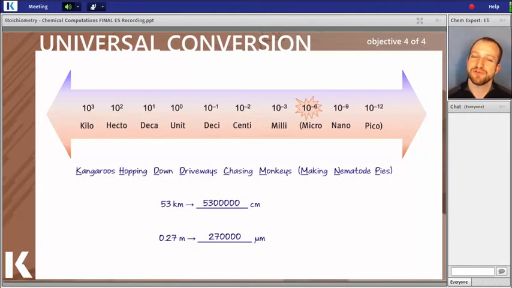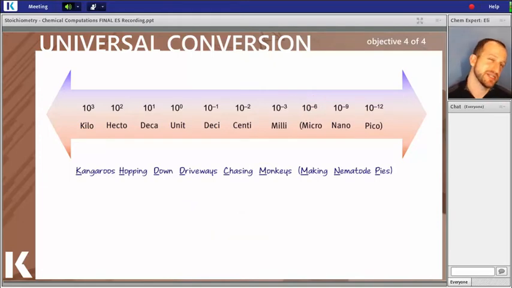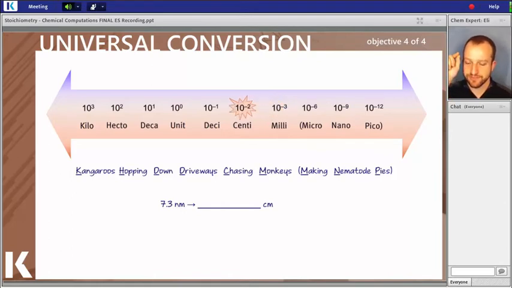Both of these times we moved over to the right, what if maybe we went the other way? Let's take a look at this. Going, in this case, from nanometers to centimeters. So we'll start over here on the right at nano, 10 to the negative 9, and we're moving to centimeters, like we did on that other problem. But we're moving from nano to centi. So we moved from 10 to the negative 9 to 10 to the negative 2.